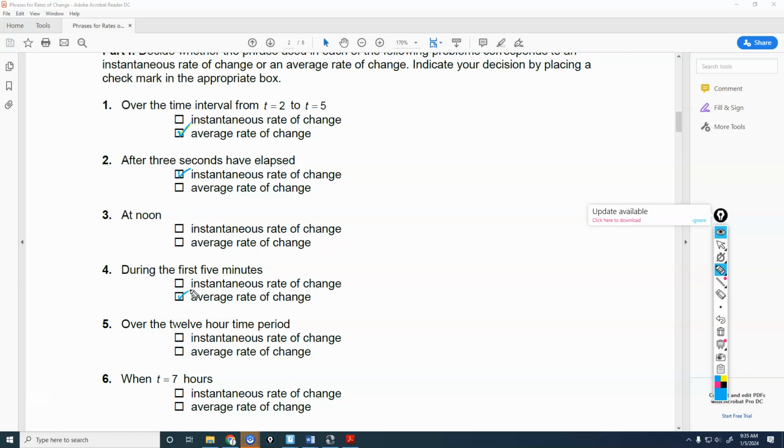Let's see. Kayla, what do you think about 3? Perfect. That is instantaneous. It is a specific time, not a time period. What if it said until noon? That would be average, right? You'd kind of need to know a starting point, but that would be average. Let's see. Jeremy, what do you think for number 5? Average is correct because it's over a time period, not a specific time. Miles, what do you think for 6? Yes, that is one specific time, so that is instantaneous. Very good. All right, keep going.